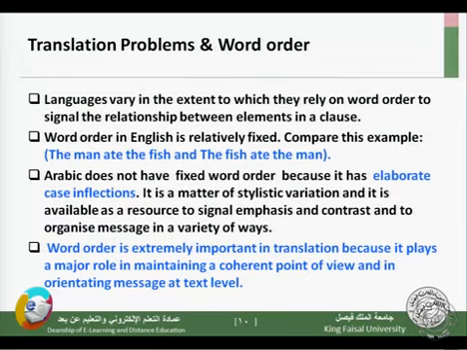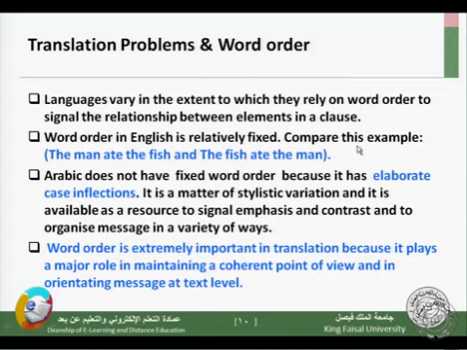Now the last point, as I promised, is word order. Word order is a phenomenon in English that is very important. You need to understand it very well. Why? Because it signals the relationship between elements in the clause. You can tell the relationship between the elements of the clause from the order. You look at the order of the words: subject, verb, object. This is the order. Now, word order in English is relatively fixed.